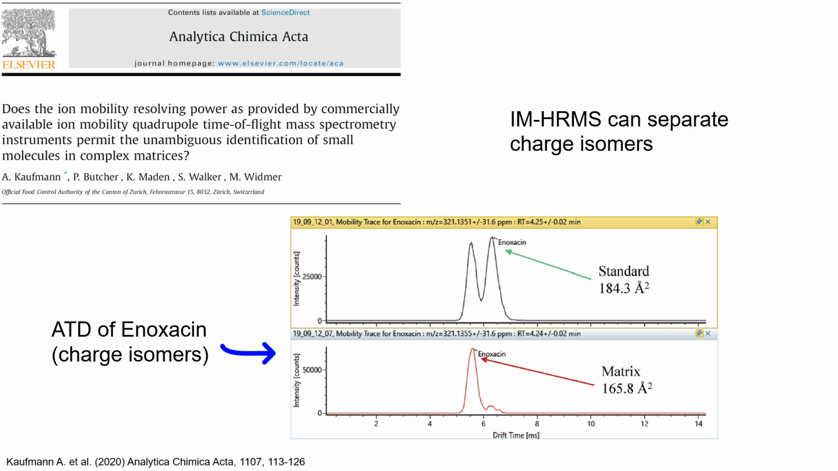but is rather due to the presence of fundamentally two or more different species, like in the case of enoxacin displayed here, where we can observe a different distribution of charge isomers when the analyte is present in the matrix compared to the solvent standard.